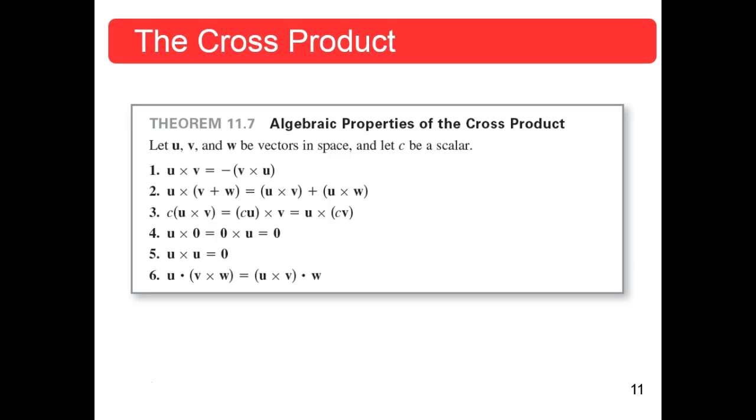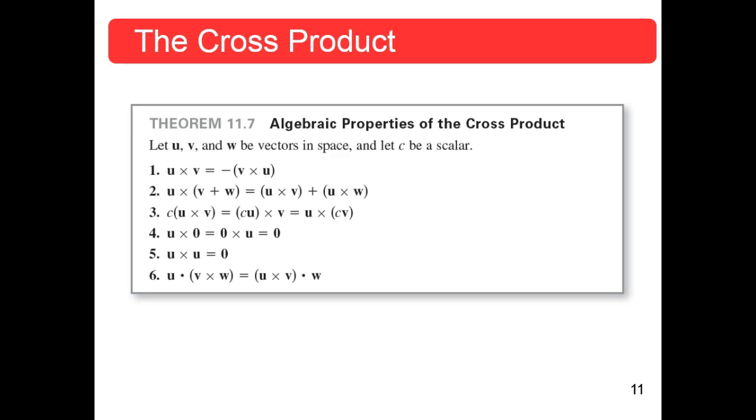So here are the algebraic properties of the cross product. Let U, V, and W all be vectors in space. We'll assume three-dimensional here. C is going to be a scalar. Now, I said before you could do a cross product with two-dimensional vectors. You really can't, because your third vector has to be perpendicular to the other two, and you don't have but two dimensions to begin with. So you have to be in three space.